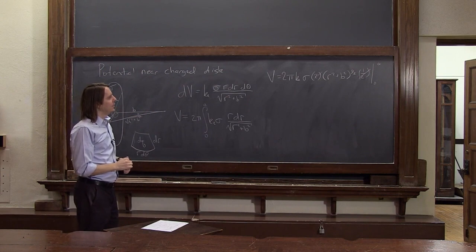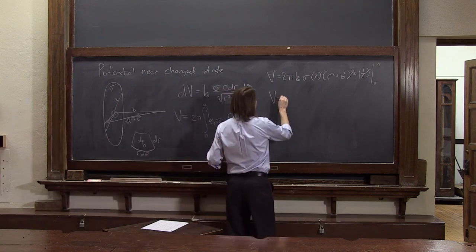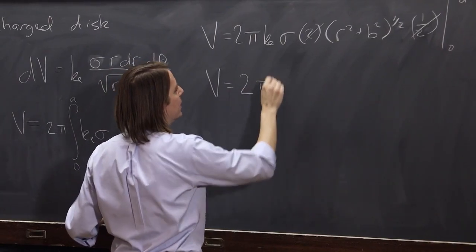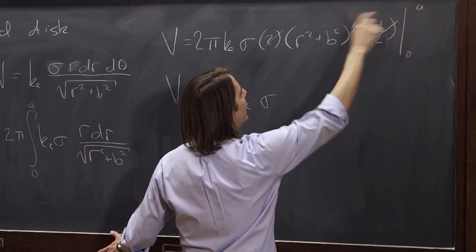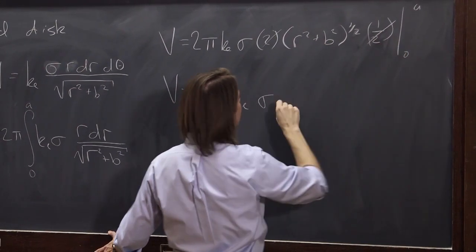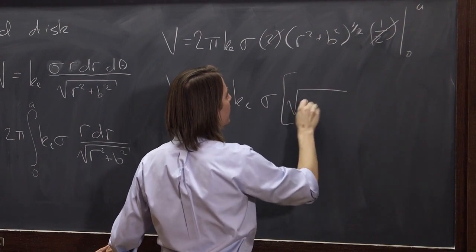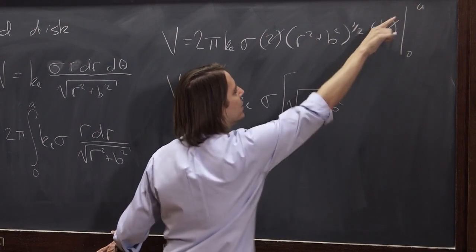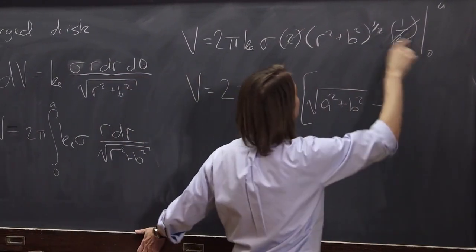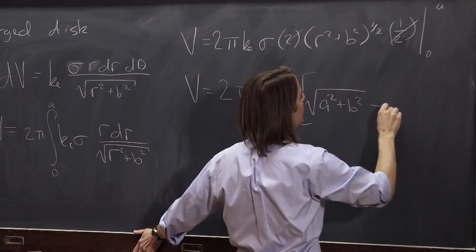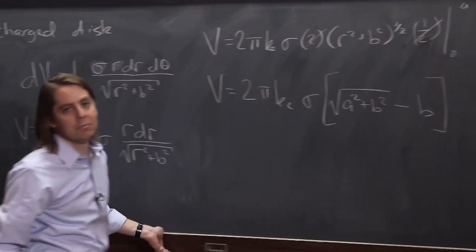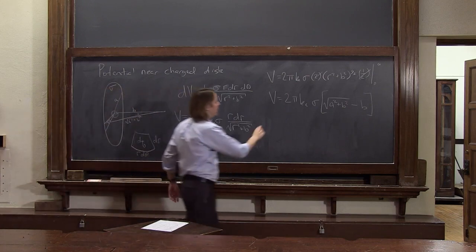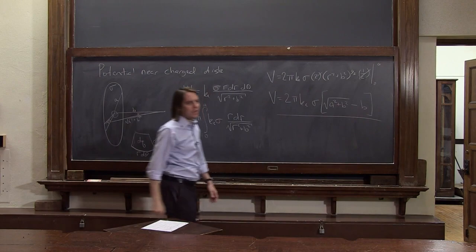And now all we have to do is apply our limits. So the potential V is 2 pi ke sigma times the square root of a squared plus b squared, minus, plugging in the 0, the square root of 0 plus b squared, so it's just minus b. The square root of b squared is b. Okay. So there's your potential off the axis of the disk.